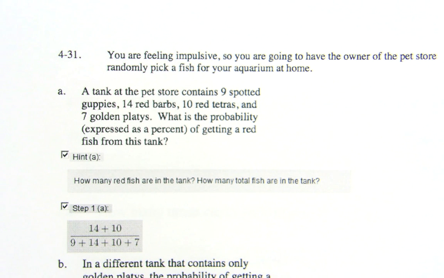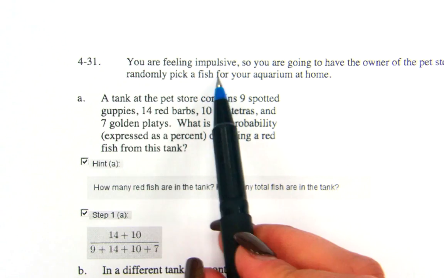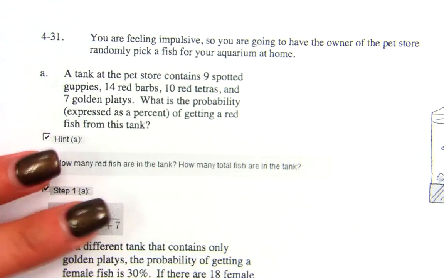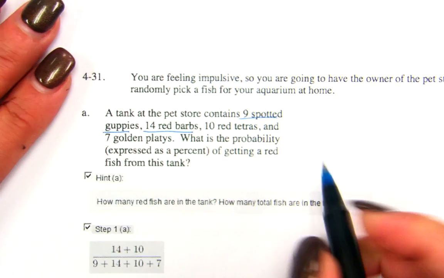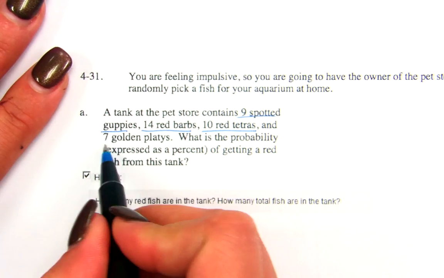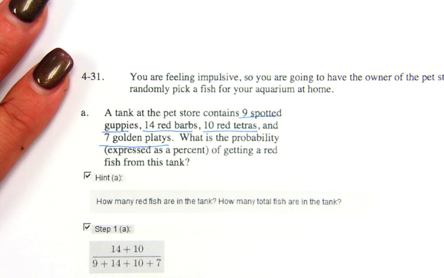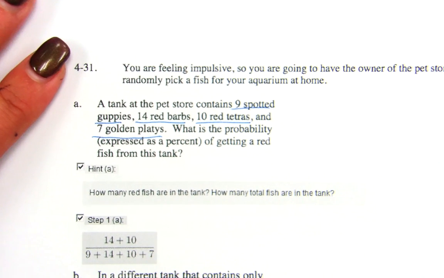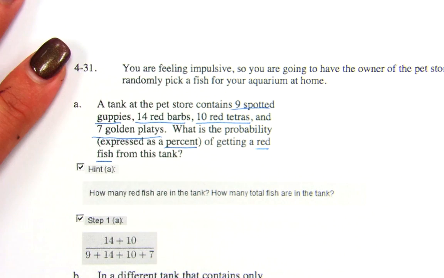I think this might be a really long video, but maybe not. All right, you're feeling impulsive, so you have the owner of a pet store randomly pick a fish for your aquarium at home. There's an aquarium for you to pick from. A tank at the pet store contains 9 spotted guppies, 4 red barbs, 10 red tetras, and 7 golden platis. What's the probability, expressed as a percent, of getting a red fish from this tank?